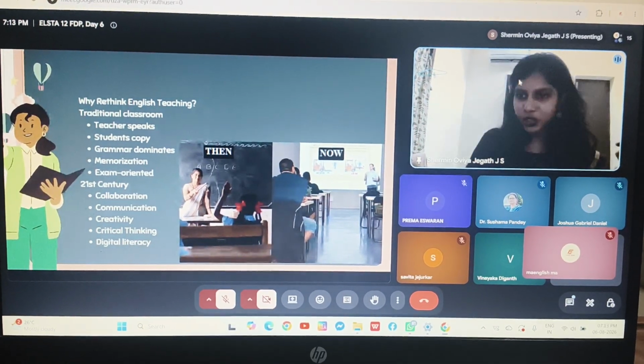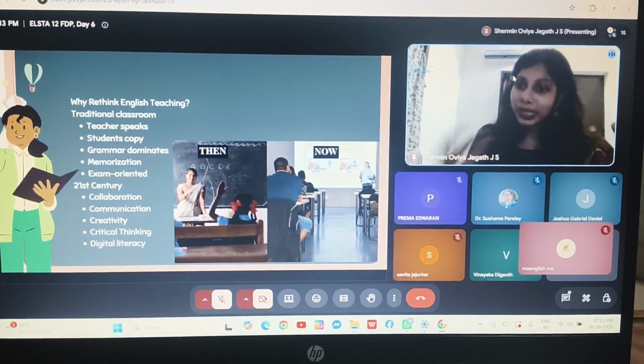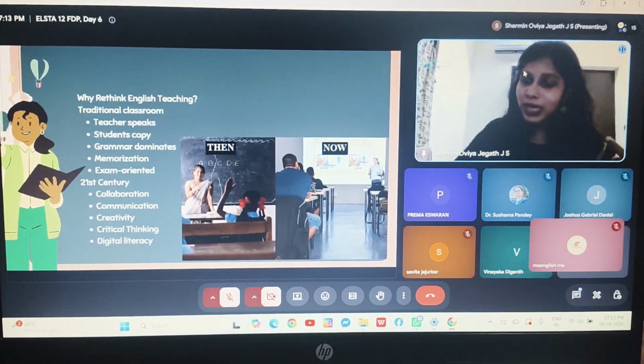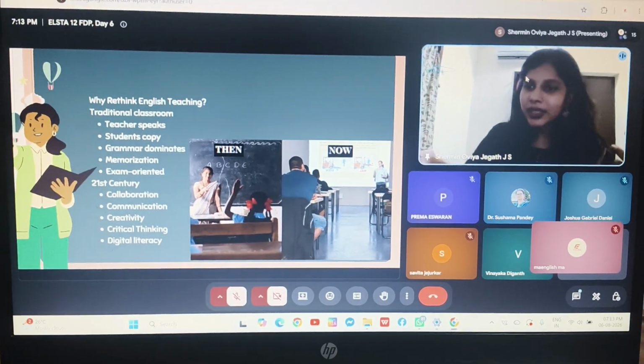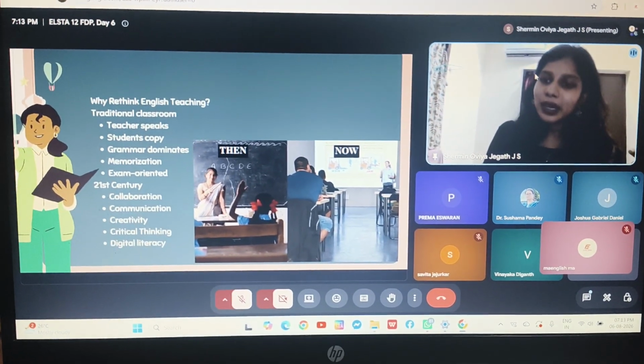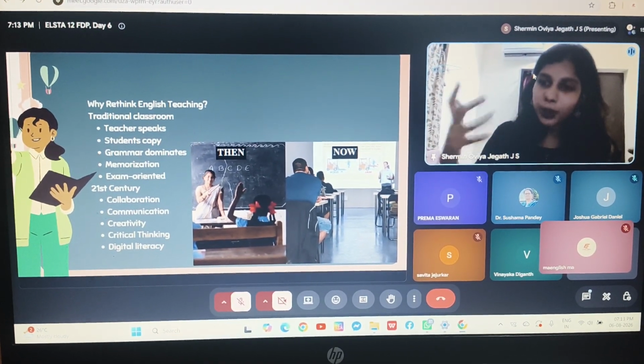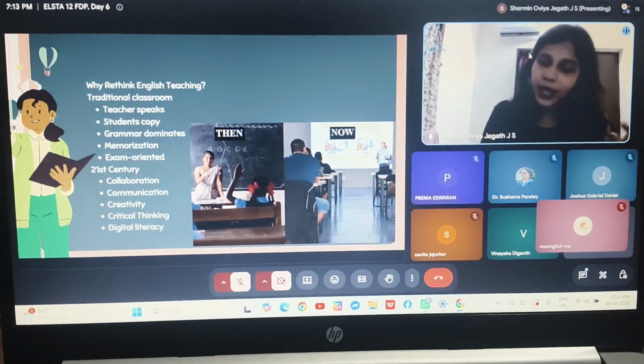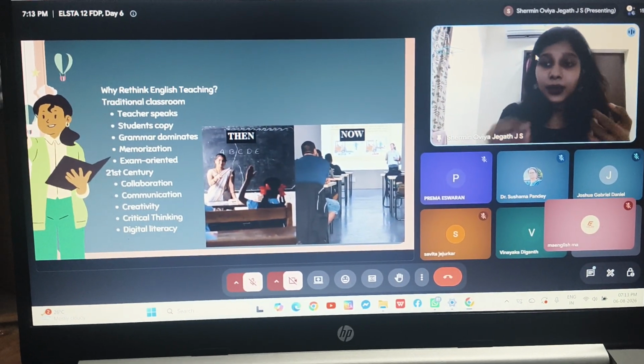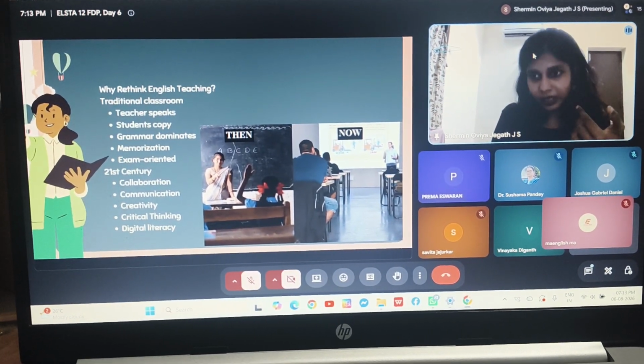the speaking skills of the children, and how creative they are. Because according to Bloom's taxonomy, even the K6 level is highlighted, where the students can explore a lot about their creativity and again critical thinking. And one important aspect is digital literacy.